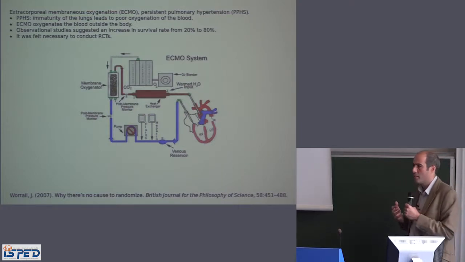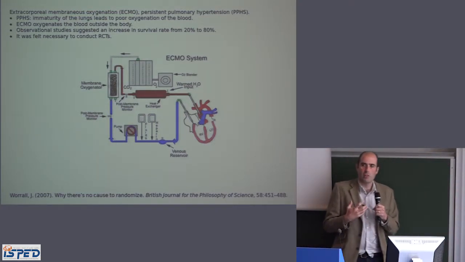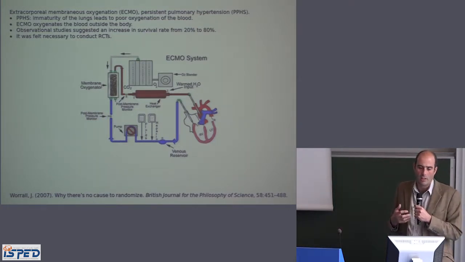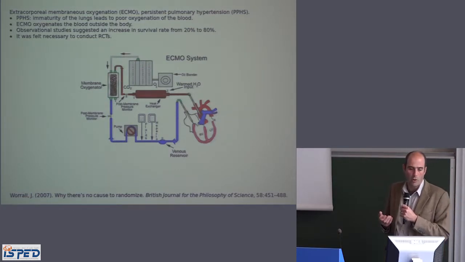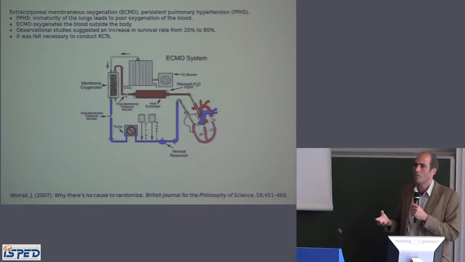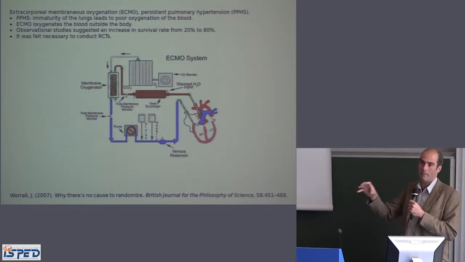So sometimes premature babies, their lungs aren't mature enough to be able to oxygenate the blood themselves. And this treatment was proposed called ECMO, or extracorporeal membranous oxygenation. And this involves taking the blood from the babies, oxygenating it artificially outside the body, and then pumping it back in.